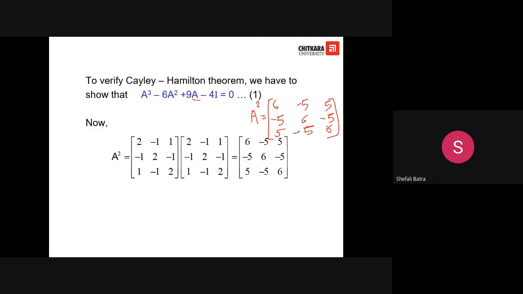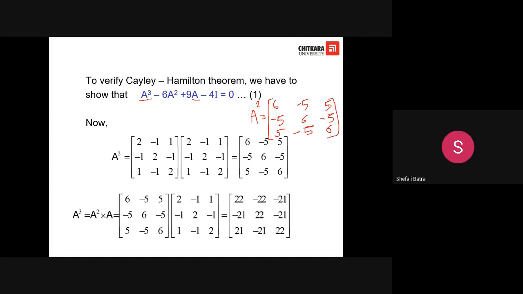Now let us check. It's 6, minus 5, 5; minus 5, 6, minus 5; 5, minus 5, 6. So this is your A square. Now next I need A cube. So we will take this A square into A. We will be multiplying, and this is your A cube. Note it down. A cube.